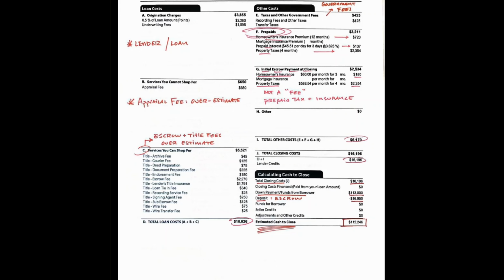So that's why it's a negative $16,950, because that's a part of the down payment. So estimated cash to close is $112,246.